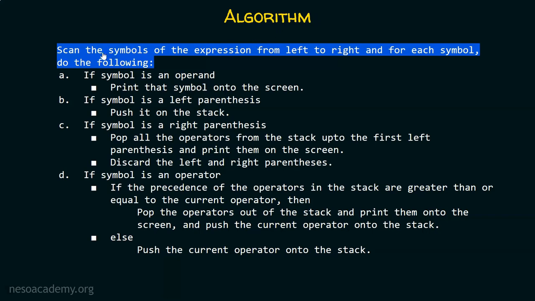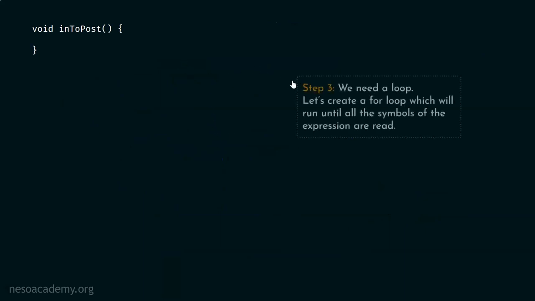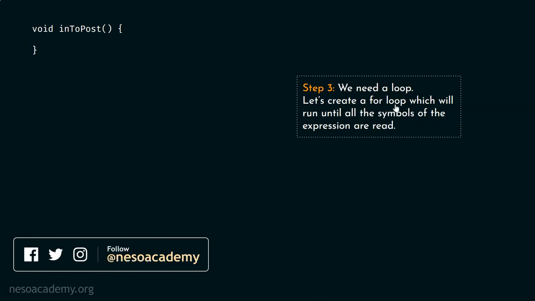Fine. Here first we have to scan the symbols of the expression from left to right. This is the first requirement, and for each symbol we have to do the following. For this purpose, of course, we need a loop. Let's say we create a for loop which will run until all the symbols of the expression are read. You can choose a while loop as well, it's up to you, but better is to choose a for loop, right?